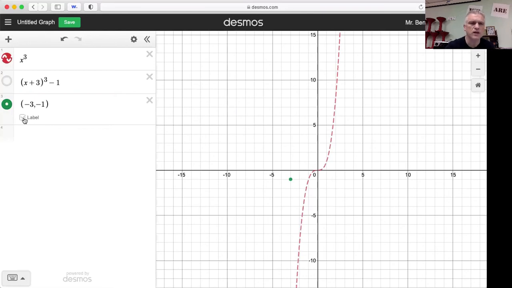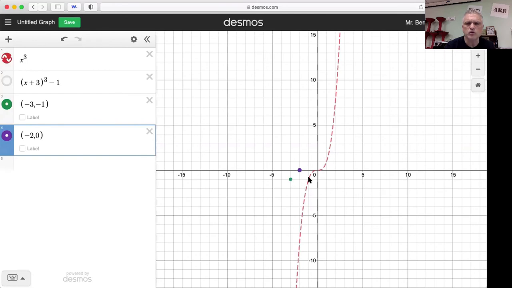So let's do that with the transformed graph, right? Since there's no negative in front over here, there's no negative A, we're gonna keep it down to up. Down to the left, up to the right. So let's go to the right. Let's go right one, up one. Put a dot right here. That dot would be at (-2, 0). So (-2, 0), put my parentheses there. Let's keep that, okay?